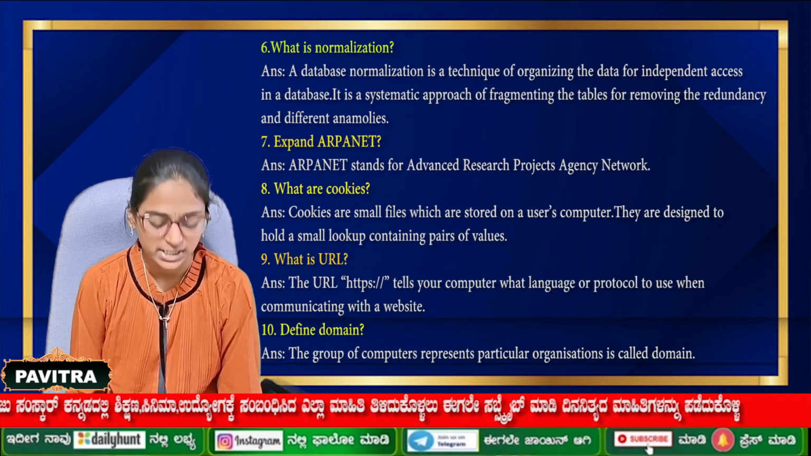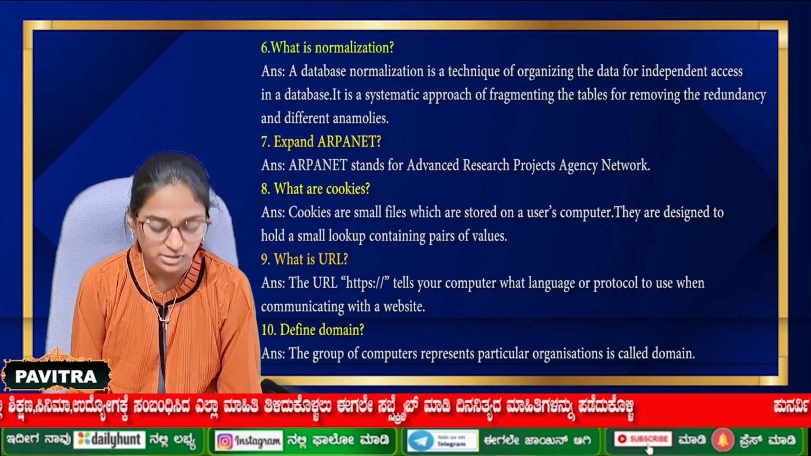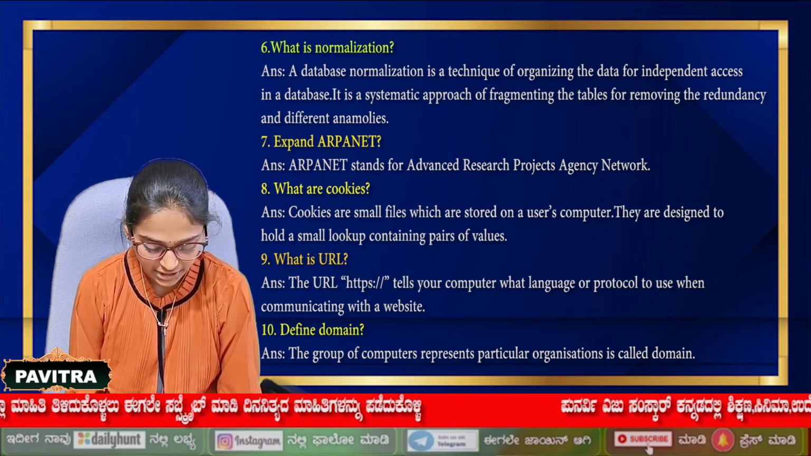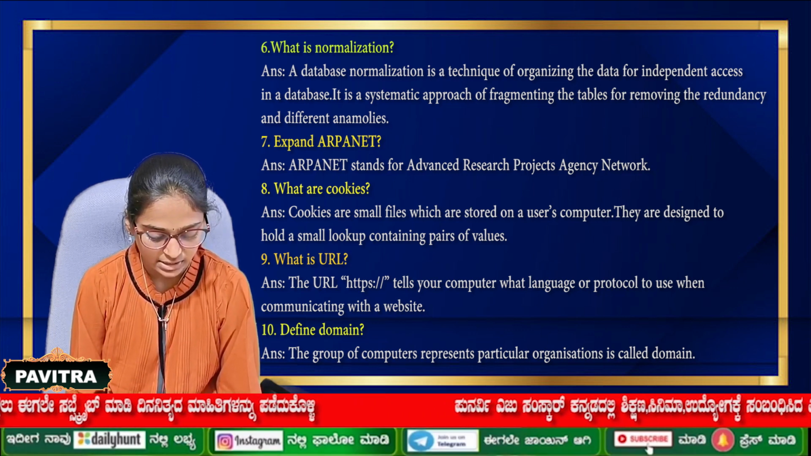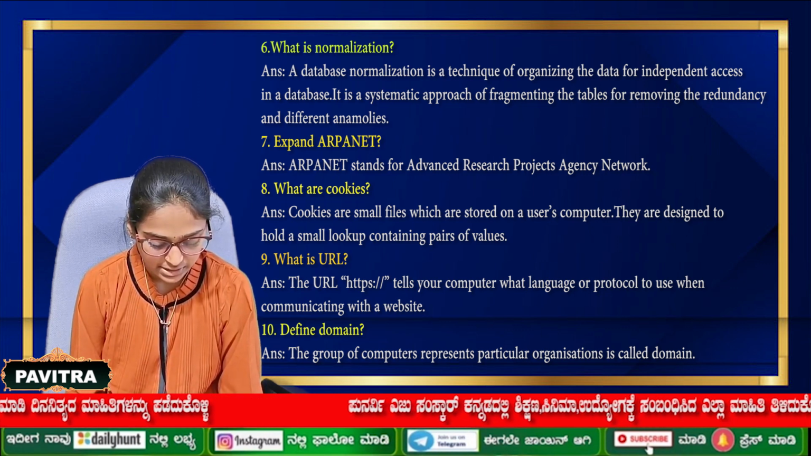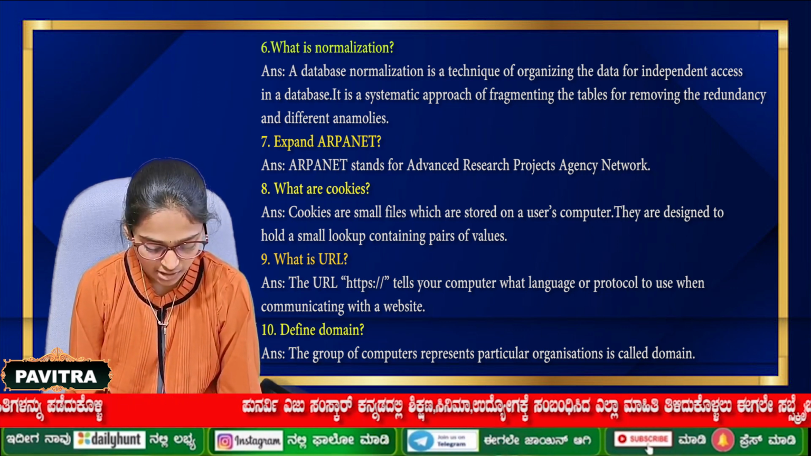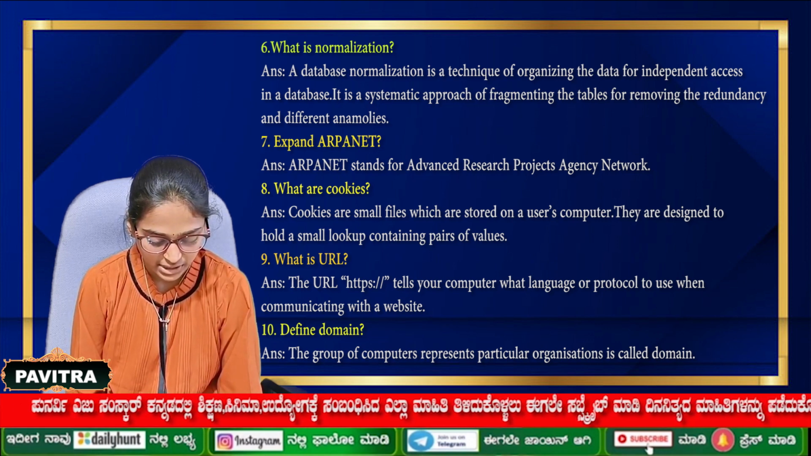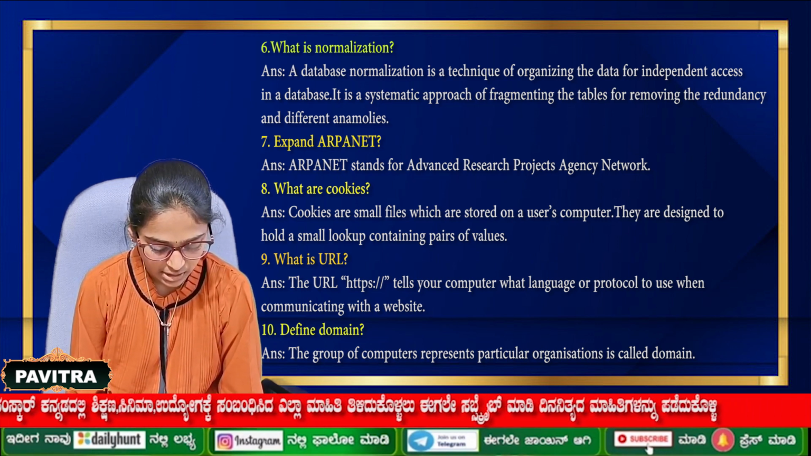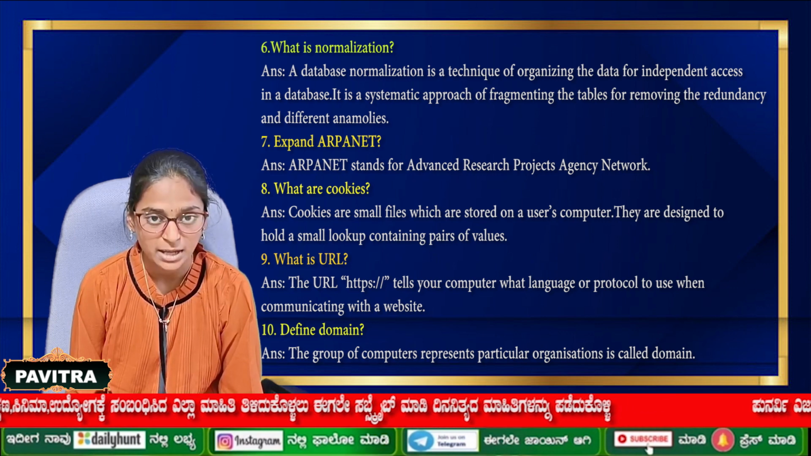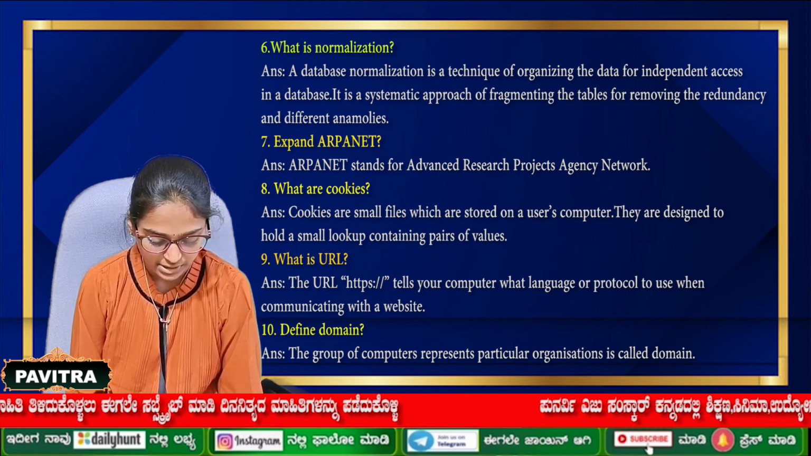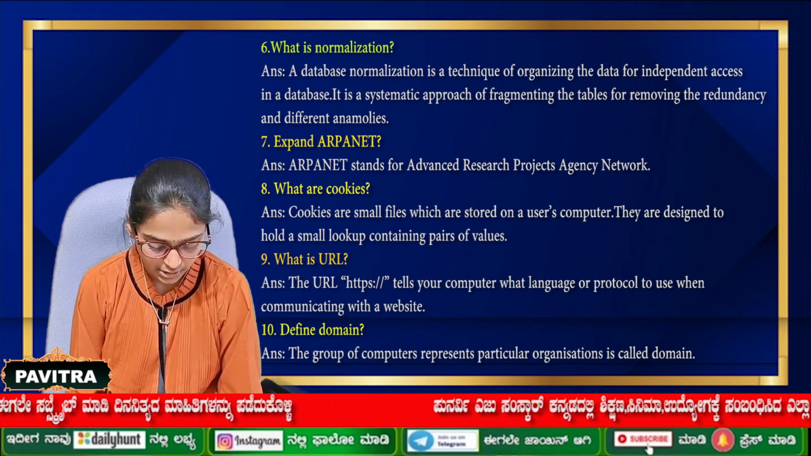What is normalization? Database normalization is a technique of organizing the data for independent access in a database. It is a systematic approach for fragmenting the tables for removing the redundancy and different anomalies. Seventh one, expand ARPANET. ARPANET stands for Advanced Research Projects Agency Network.